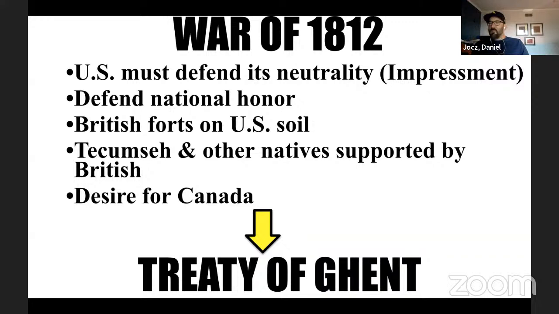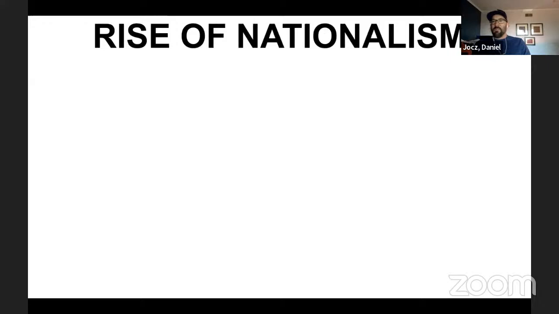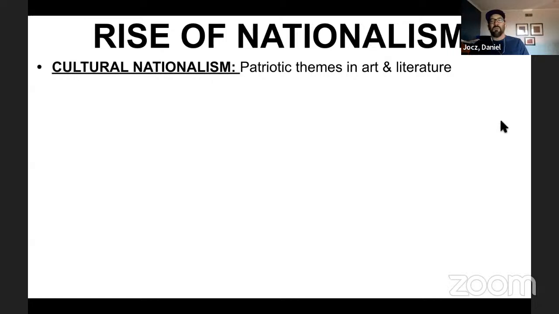And if you typed in, or were about to type in, the rise of nationalism, you would be correct. Yes, the War of 1812 was, for many Americans, another proving point for this young nation. Sometimes it's called the Second War for American Independence; we once again prove that we were going to be an independent country. You see during this time period cultural nationalism, with patriotic themes in art and literature. Americans are writing about American topics, painting American landscapes, and really celebrating our own unique cultural identity rather than just copying and mimicking what's coming out of Europe.